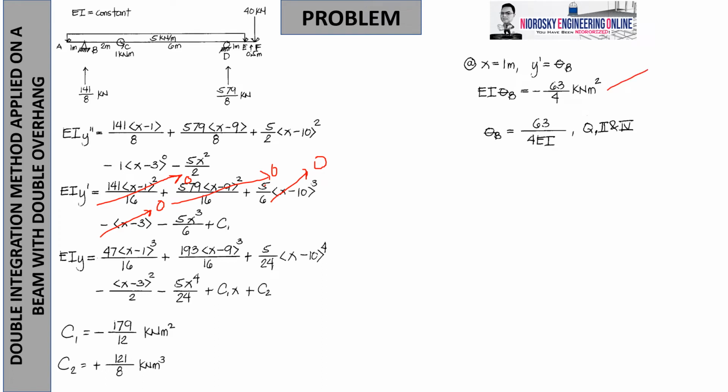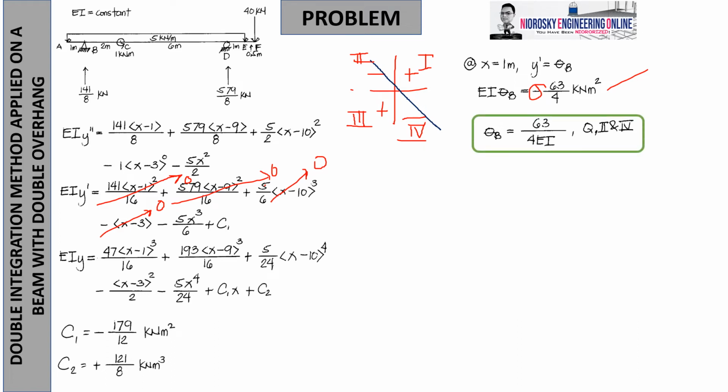square meter. So the negative sign again suggests the quadrant rule, no? Positive, positive, negative, negative for tangent. So therefore, this is the first, this is the second, this is the third, and this is the fourth quadrant. So it is found on the second or fourth quadrant if that is negative. Okay? That's why the slope at B is found at the second or fourth quadrant with 63 over 4 EI.